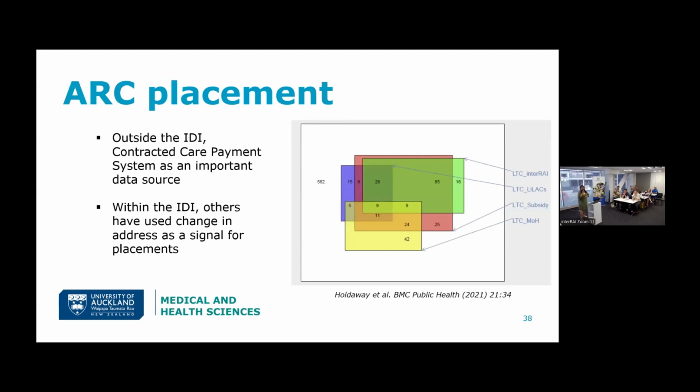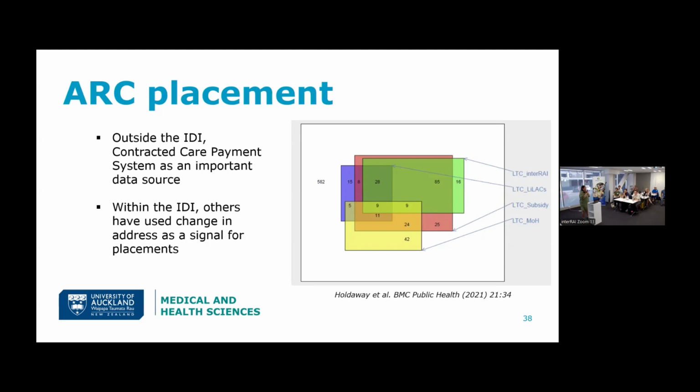Outside the IDI, the CCPS, or the Contracted Care Payment System, or the Payment Subsidy data set for short, is an important data source. If you look at the graph to the right, that's from a recent study which looked at different data sources for estimating ARC placement. The pink block is the payment subsidy. They found that 69% of ARC placements can be identified from the CCPS alone. And when you add the location of death and hospitalization data, you can increase that to 89%.